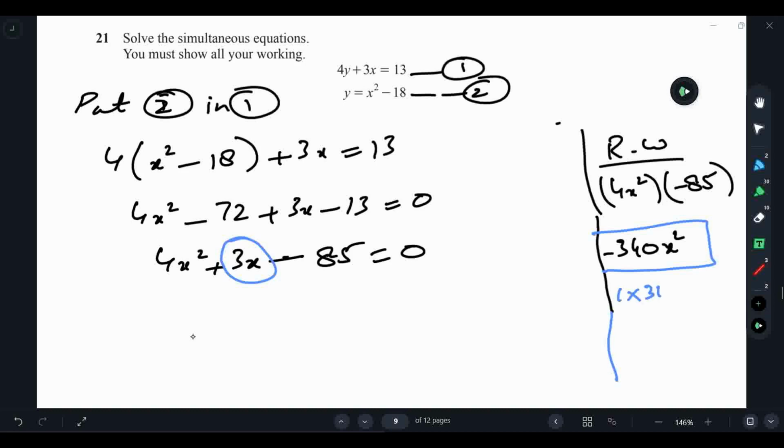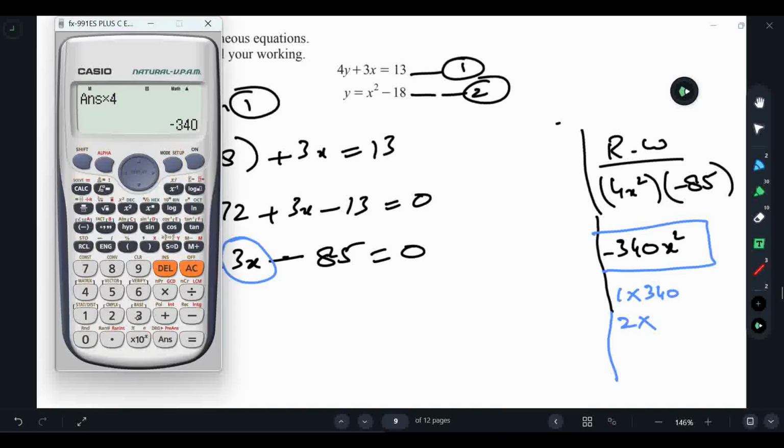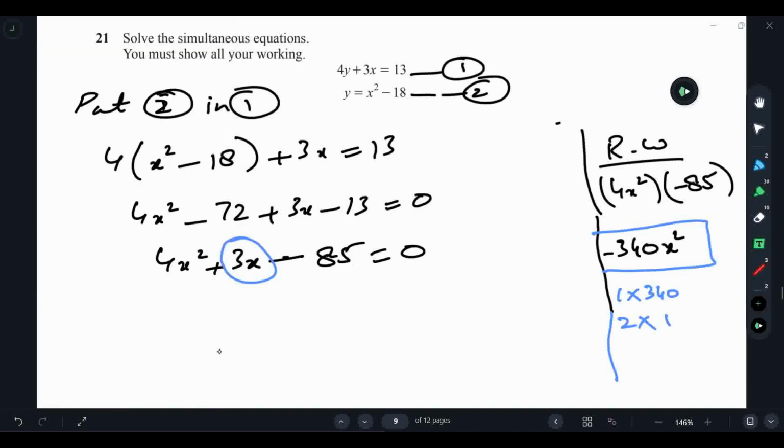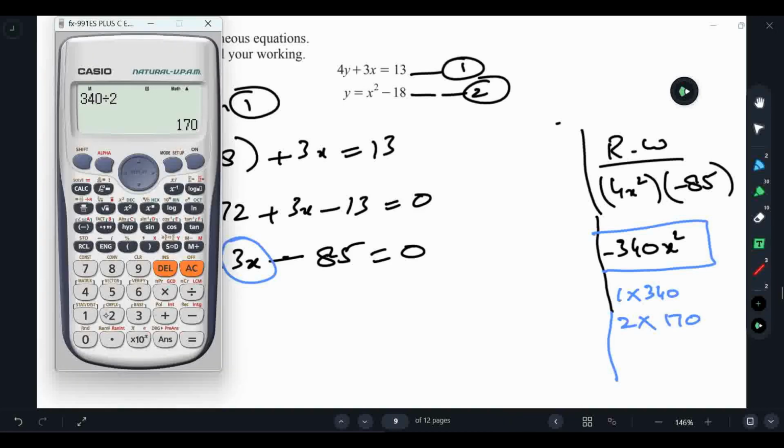1 multiplied by 340, it's 340, and the difference is not 3. Now, let me check it with 2. So 2 multiplied by 340 divided by 2 is what? 340 divided by 2, it's 170. But the difference is still not 3. So let me try 340 divided by 3. It is in the fraction, so it is not divisible by 3.